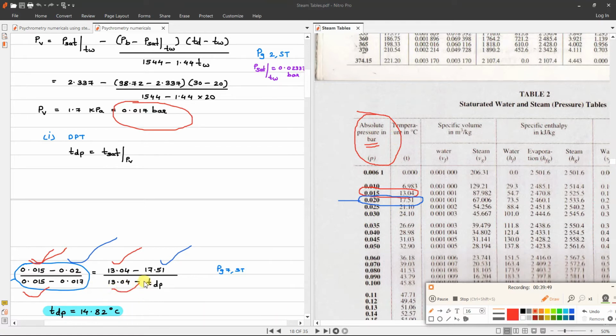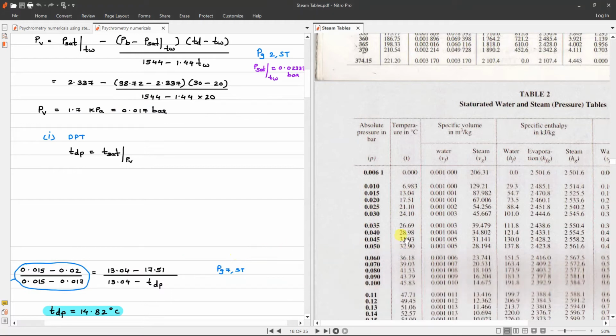13.04 minus, for PV pressure, which is 0.017. What is the temperature? Dew point temperature. So the only unknown over here is dew point temperature, so we can calculate TDP. That value comes out to be 14.82 degrees Celsius.